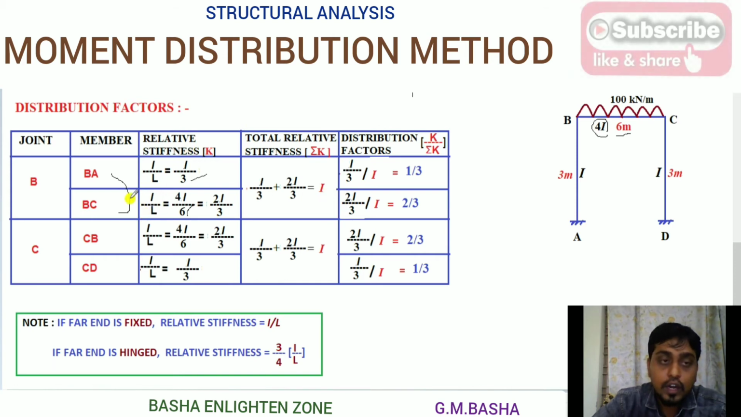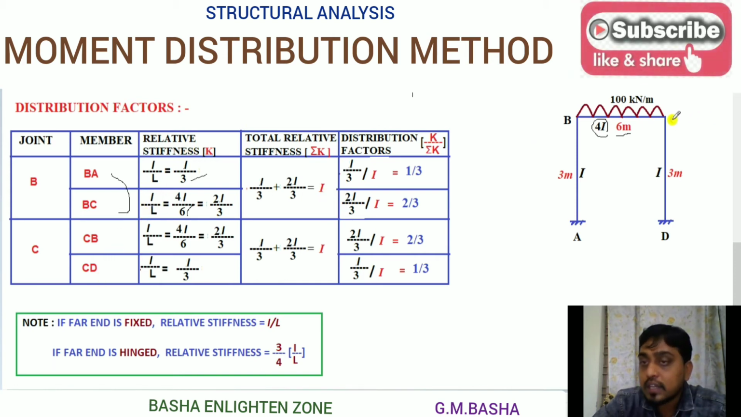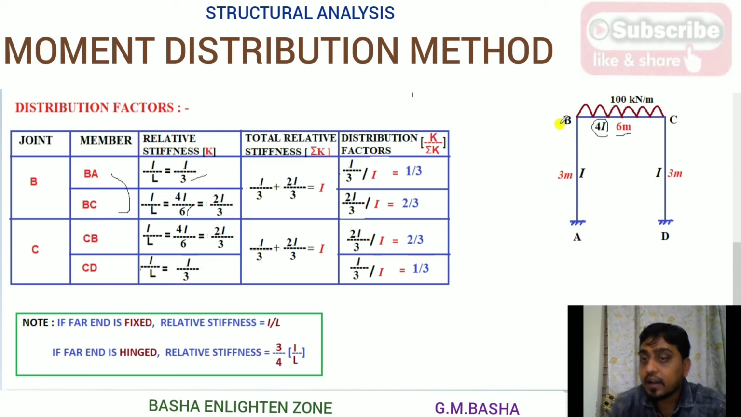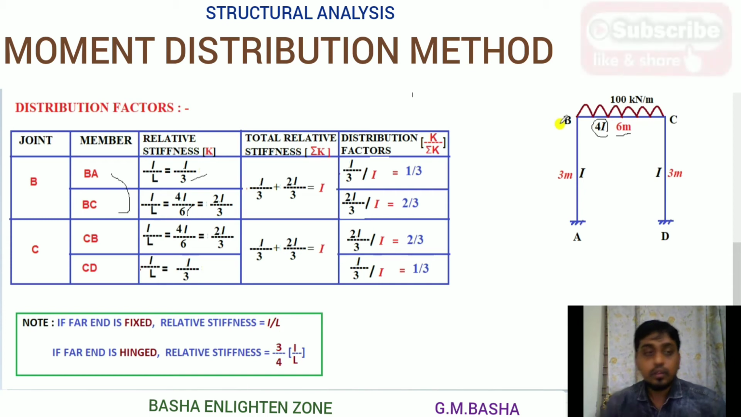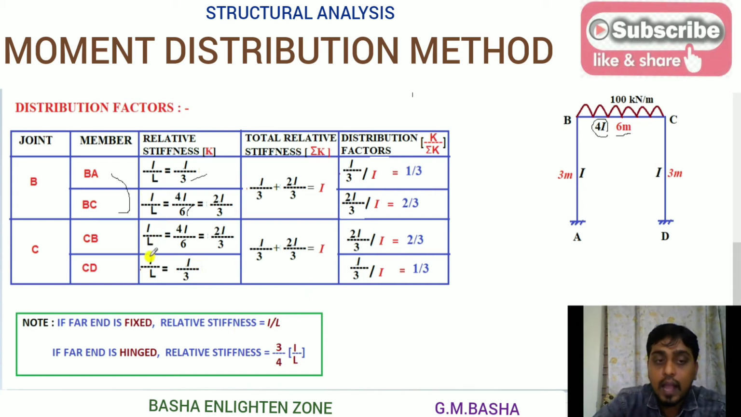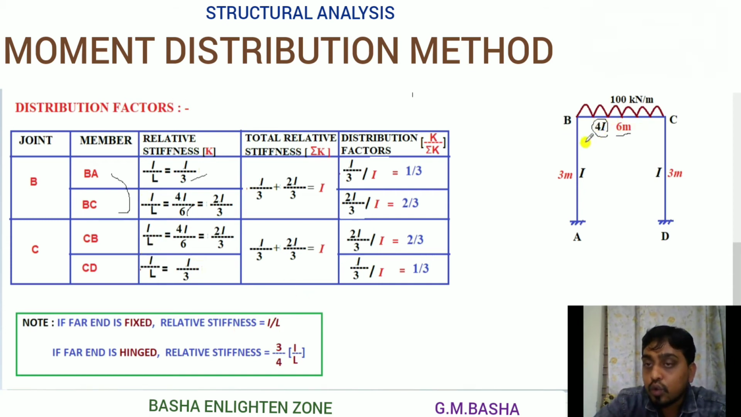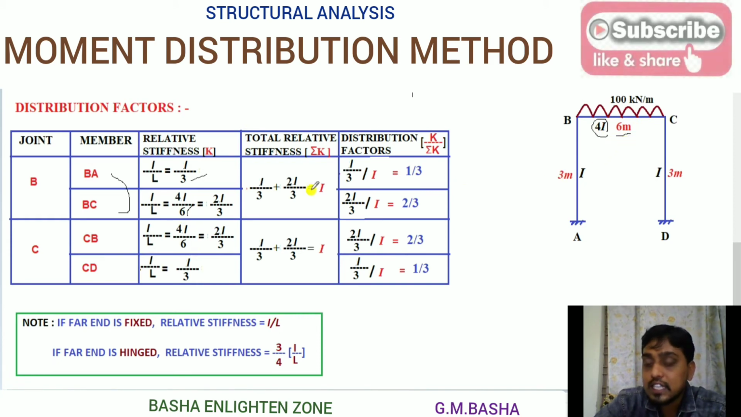Then go for the relative stiffness for CB and CD. So I am at the C position, I am looking at B. B is the intermediate support which is considered as a fixed one. Therefore, that will be I by L, where the I value will be equal to 4I and the L value will be equal to 6 here. Simplify that, and directly you will get 2I by 3. Similarly for CD, D is the far end which is fixed here. Therefore I by L only here, where I equals I for the particular column and L is the length of the particular column which is 3 meters here.